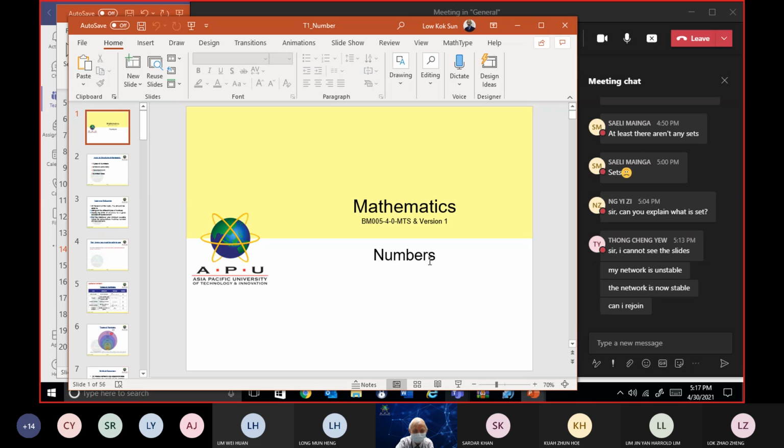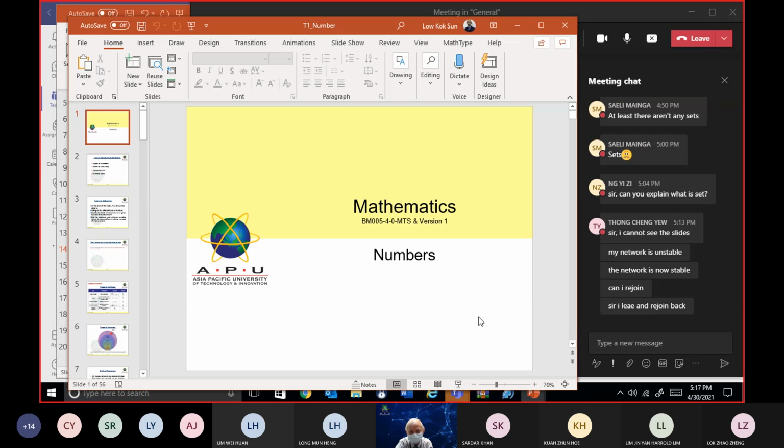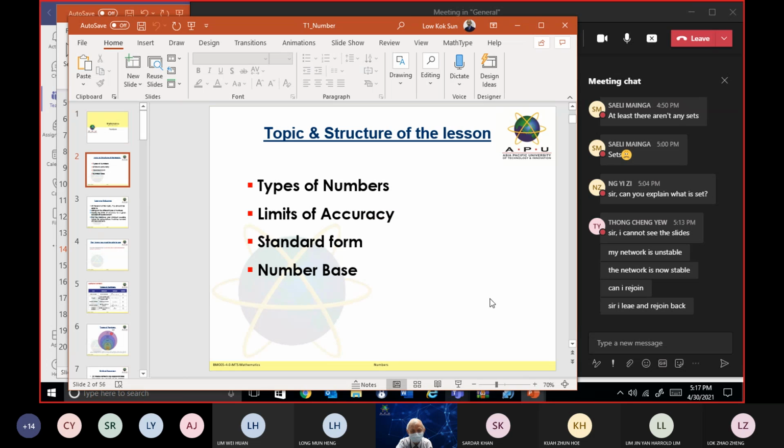So now look at number. I just want to quickly introduce it and help you remember what you learned in school about number. We are talking about the types of number, the accuracy, the standard form. The first point, the types of number, you may have learned already. They are easy also. The number base, the standard form of number, and the accuracy or the error used in calculation, the limit of accuracy. So let us go to 0.1.